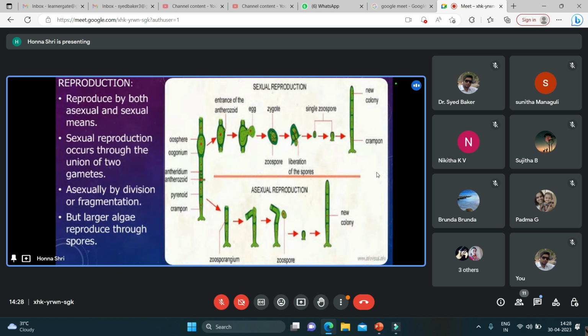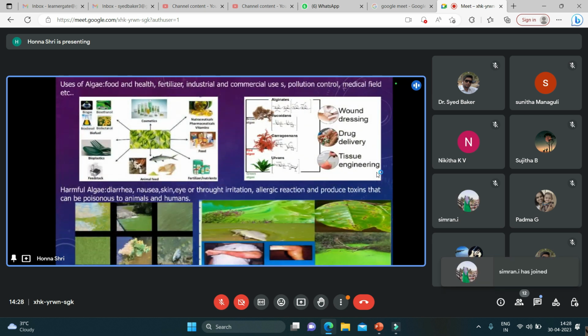Reproduction of the algae. They reproduce by both asexual and sexual means. In sexual reproduction, reproduction occurs through the union of 2 gametes, whereas asexual reproduction is by division or fragmentation. But larger algae reproduce through spores, as we can see in the picture. Then the uses of algae. Algae are used as food and for health in most parts of the country, especially in the Asian region.